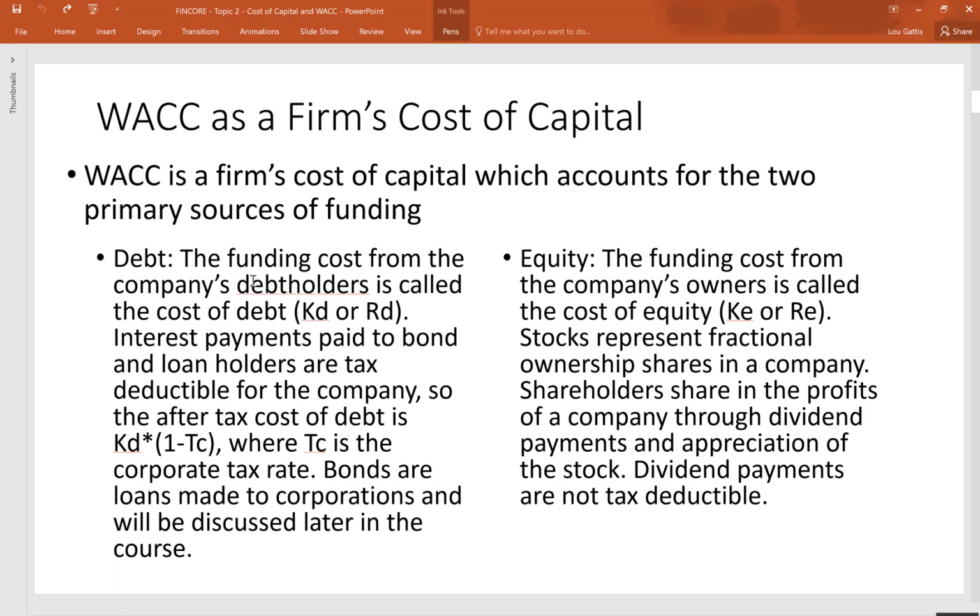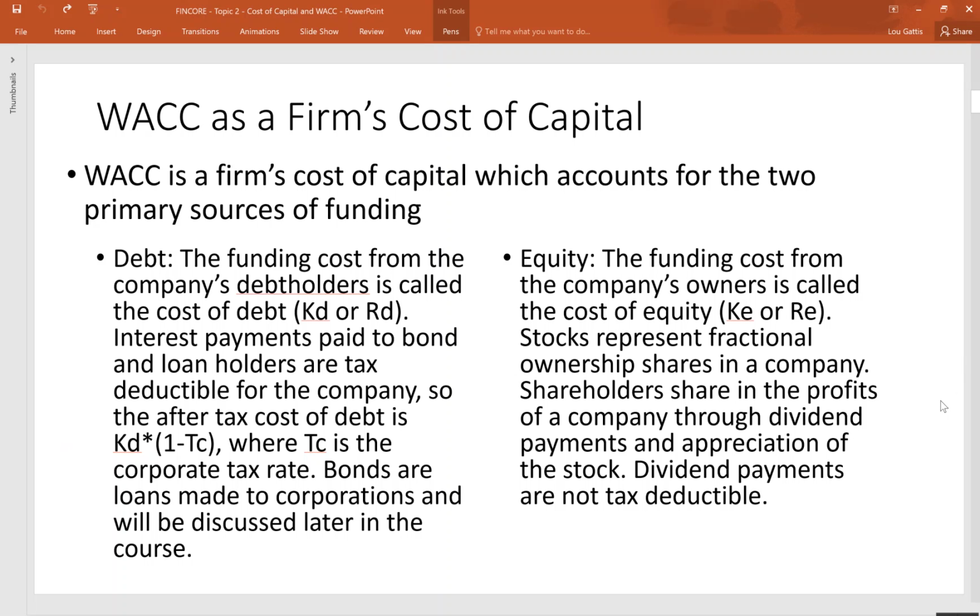The funding cost from the company's debt holders is called the cost of debt, usually written KD or RD. Interest payments paid to the bond and loan holders are tax deductible for the corporation. So we talk about the after-tax cost of debt. What it actually costs you to pay off after taxes is the cost of debt times 1 minus the tax rate. Bonds, which are going to be covered later in this course, are loans made to the corporations, and they're going to be discussed in the last quarter of the course.